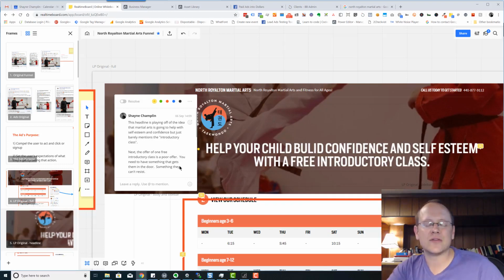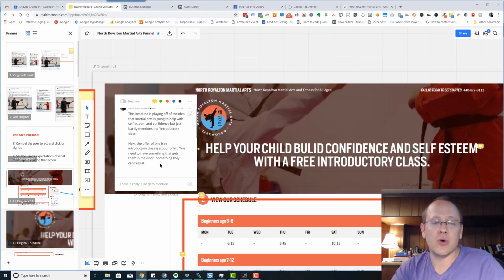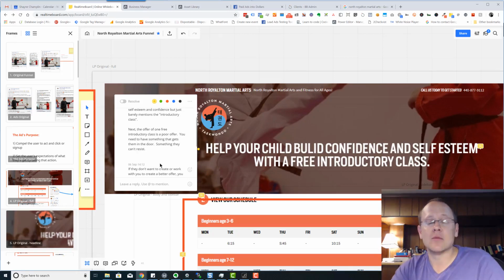But what's going to get somebody in the door is an actual valuable coupon or a voucher or some sort of offer that gives them the chance to experience this school and actually get a really good experience, right? Because there's a lot of schools out there, they all offer a free class. How do you stand out from them without getting them into your school to see what it's like to be there, to be part of the community, etc. So next, the offer for one free introductory class, like we just said, is poor. You need to have something that gets someone in the door, something that they can't pass up, right?